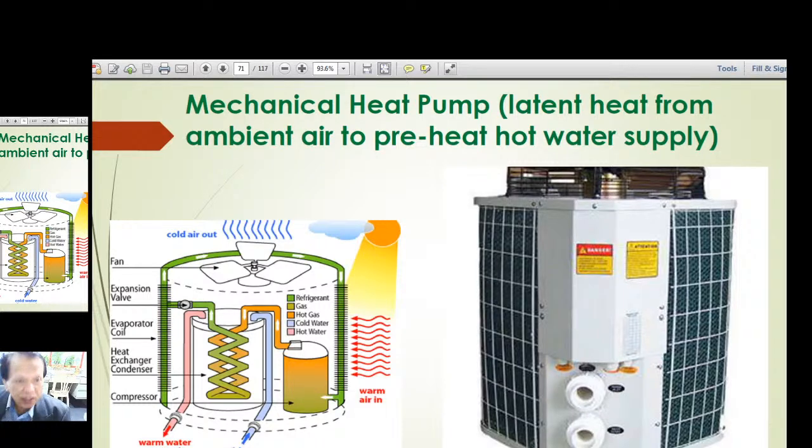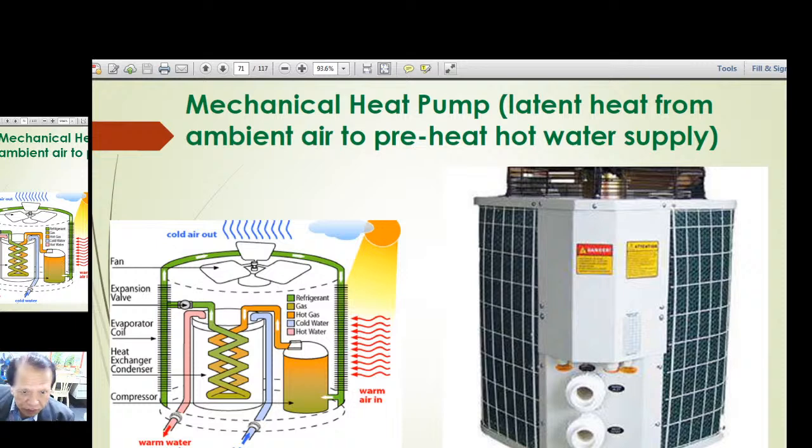Here is a sample of the mechanics of a mechanical heat pump, how it heats the water. The cold water comes in here, and then passes through this tank, and then it will come out from here as warm pool water.